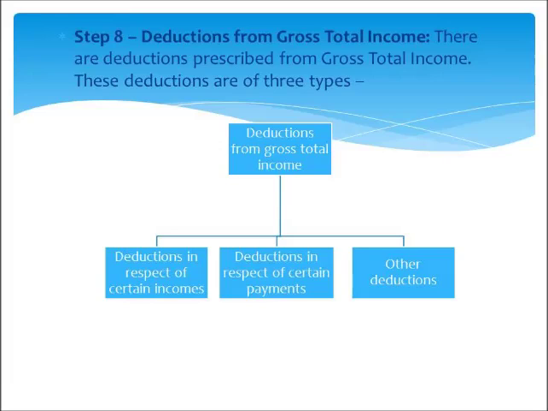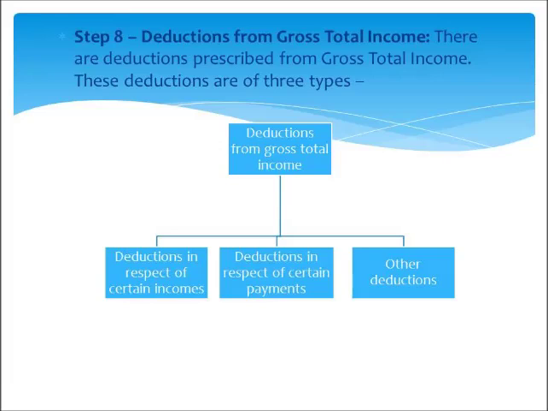There's a different chapter, chapter 6. These deductions are covered under chapter 6 of the Income Tax Act, and different sections, that is 80C, 80CCC, 80D. So these sections give the various deductions allowed in respect of payments. We'll go through it in detail as we proceed. So these are the deductions in respect of certain payments allowed from the gross total income.